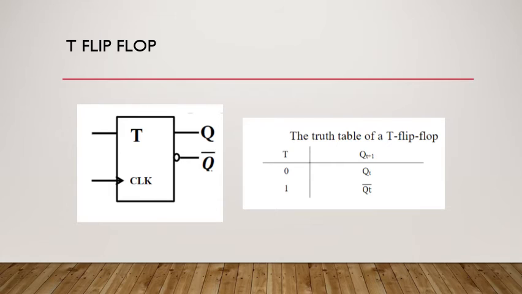That means initially if Q was 0 and the value of T is 1, then Q will become 1. And if initially Q was 1 and T is 1, then Q would become complemented. So the value of initial state is complemented in the next state when the value of T is 1.